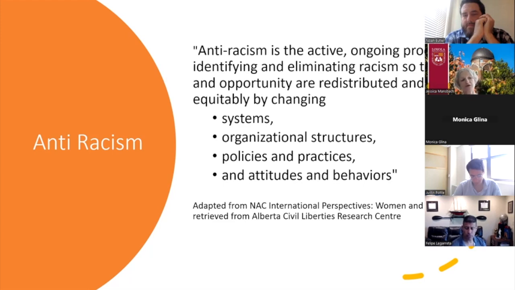So I'll just offer a quick definition of anti-racism, and then we'll look more specifically at anti-racist teaching. Anti-racism is the active, ongoing process of identifying and eliminating racism so that power and opportunity are redistributed and shared equitably by changing systems, organizational structures, policies and practices, and attitudes and behaviors. This is certainly not an easy undertaking, but we'll hear about some concrete practices we can use in our syllabi.